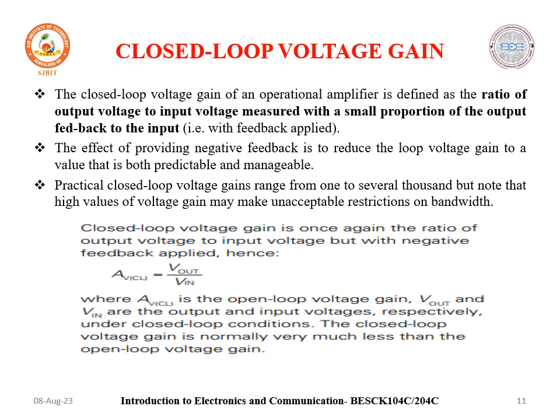AV(CL), meaning closed loop, is Vout by Vin, the output and input voltages under closed loop condition. The closed loop voltage gain is normally very much less than the open loop voltage gain. So always the closed loop voltage gain is less than the open loop voltage gain.